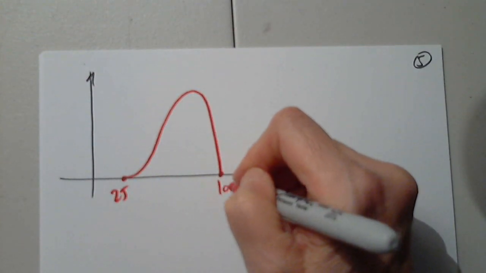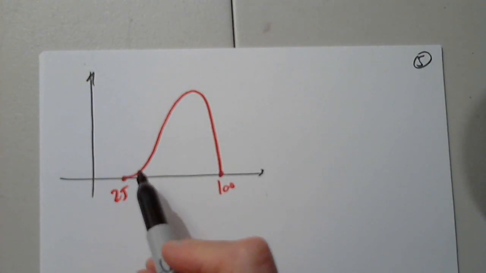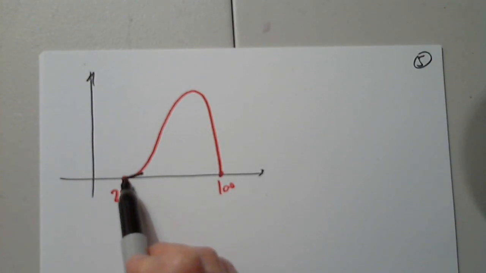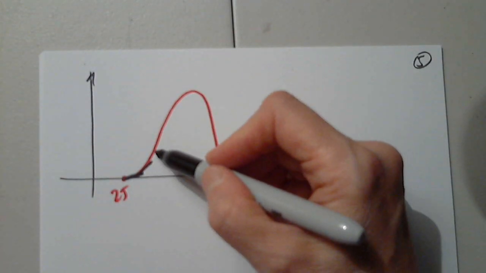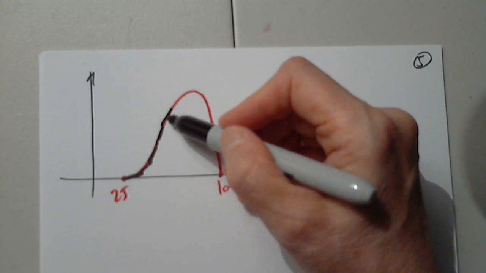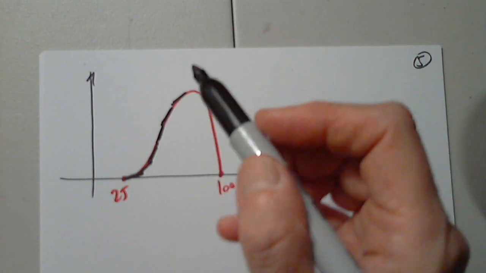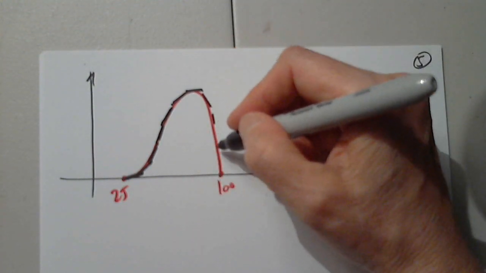From 25 to 100. See, the slope here of the tangent line is this. The slope here is this. The slope here is this. The slope here is this. And then this, and then this, and then this, and then this, and then it decreases.